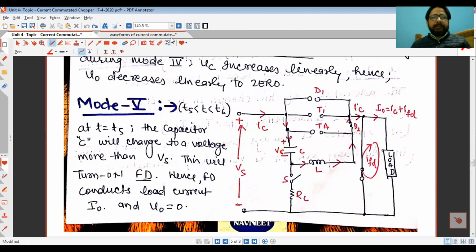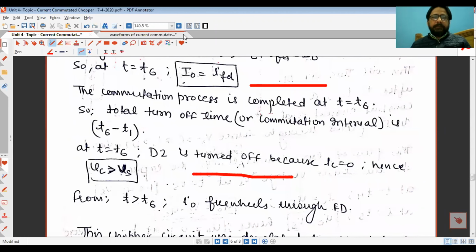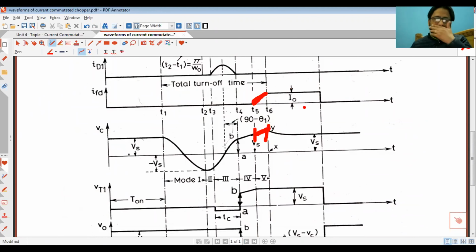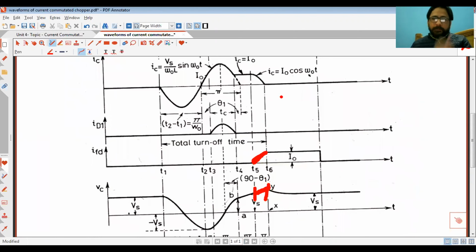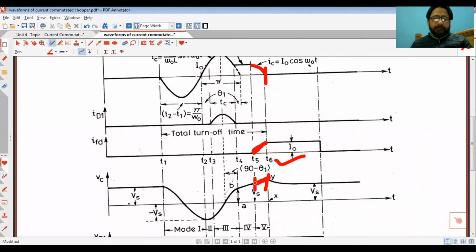So this is what is written in this story. Everything is written here, right? You can see that from t5 to t6, the freewheeling current increases. Yes, obviously it will increase because of the inductive nature of the load, and the capacitor current will fall to zero at the end of this particular mode, at t equals t6. And the capacitor voltage is now at maximum charge. This is the peak value of capacitor voltage, VCP, right?